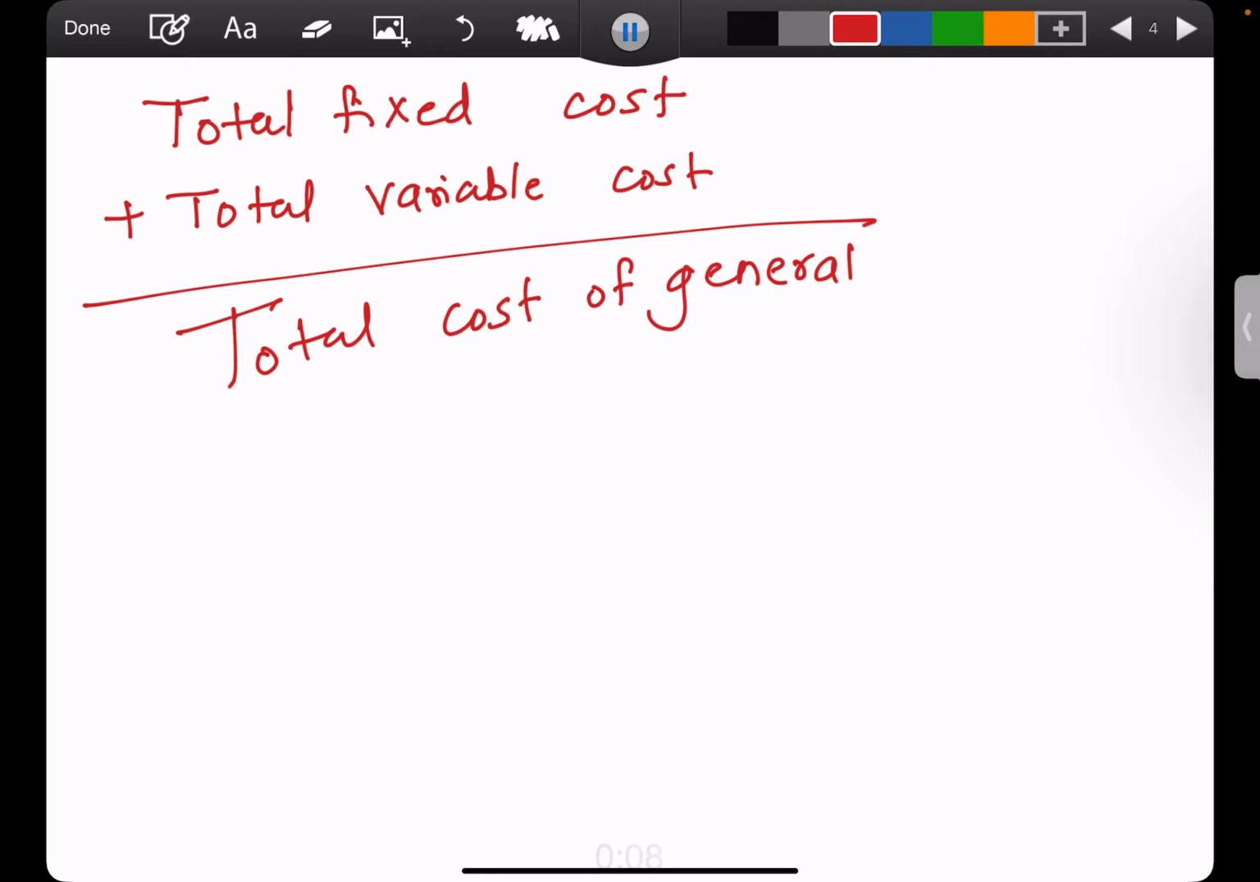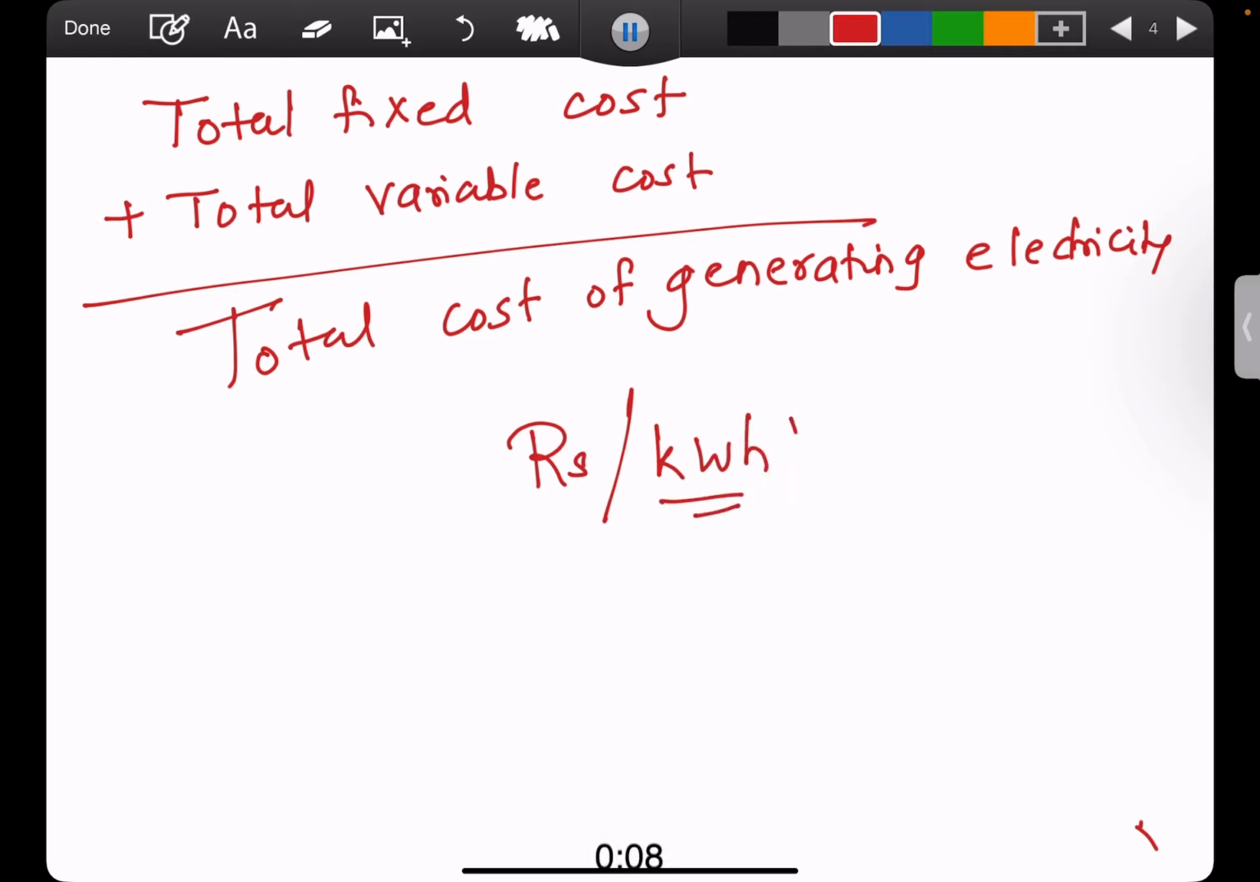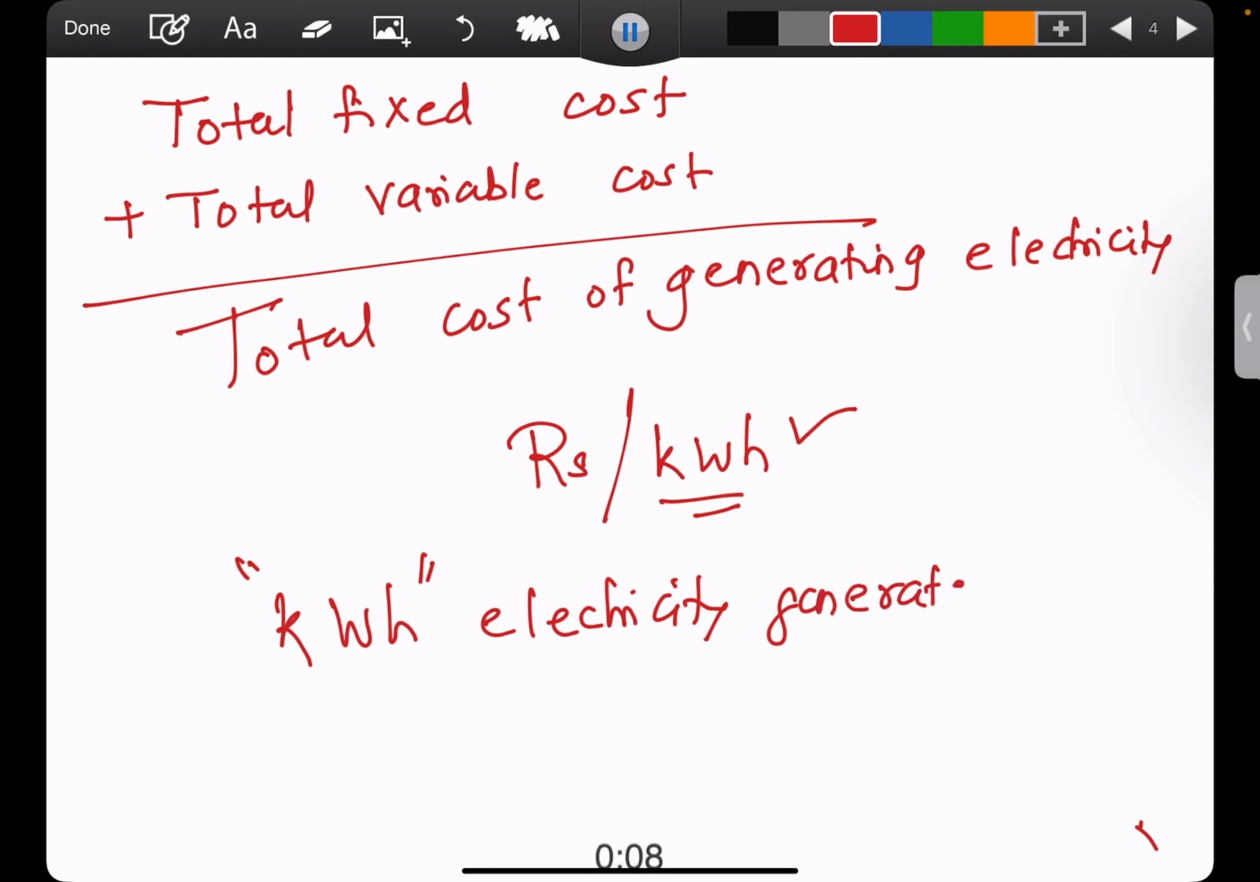Now, once you have the total cost of generating electricity, if you want to know the cost per unit, you need to figure out how many units of electricity are generated by that power plant annually. All these calculations we generally do annually, per year. Now, how do we figure out how many kWh of electricity is generated?